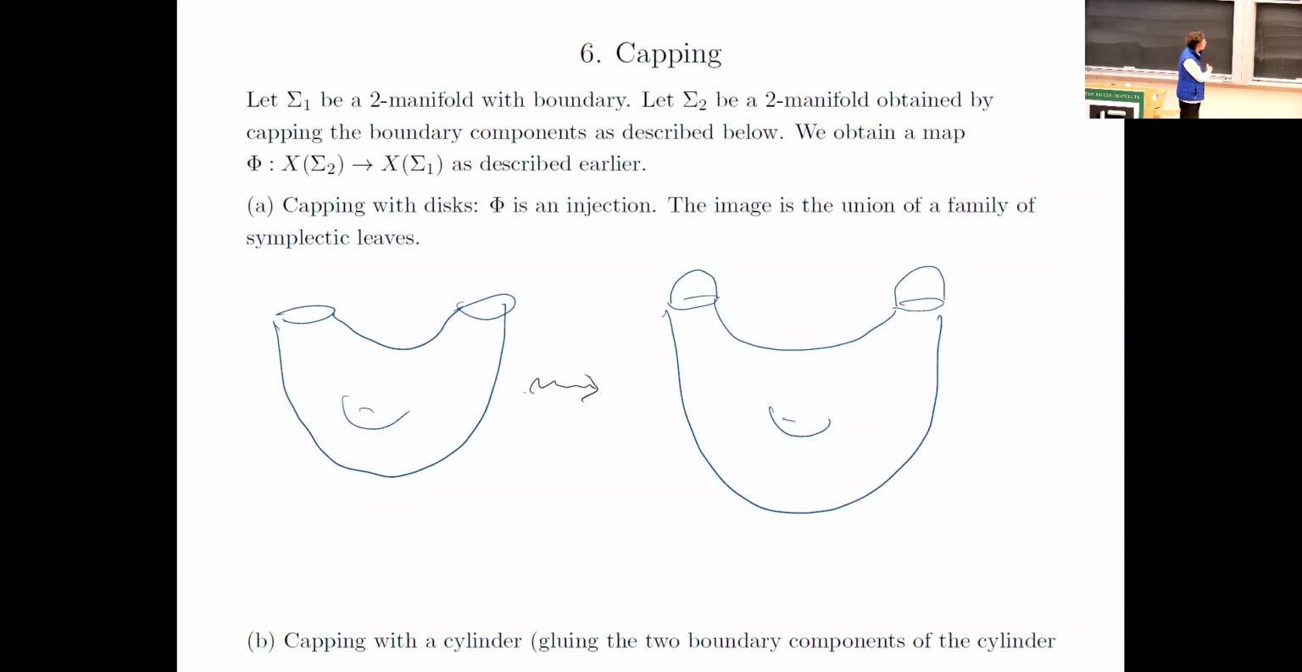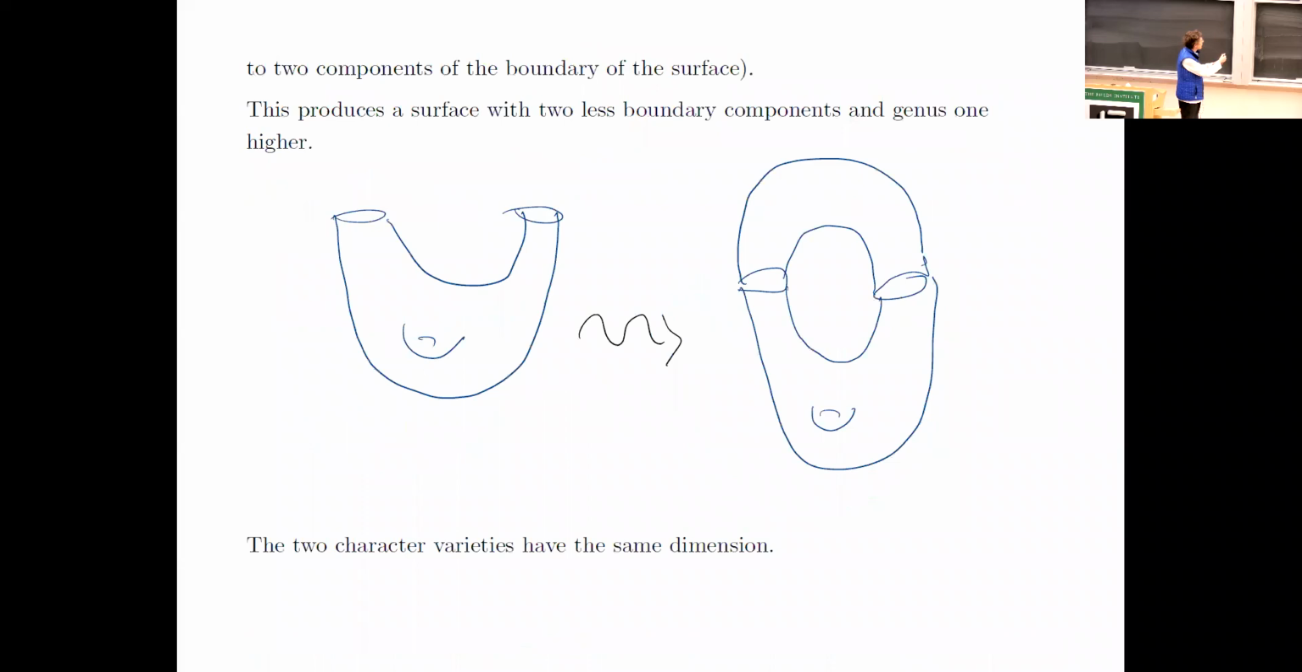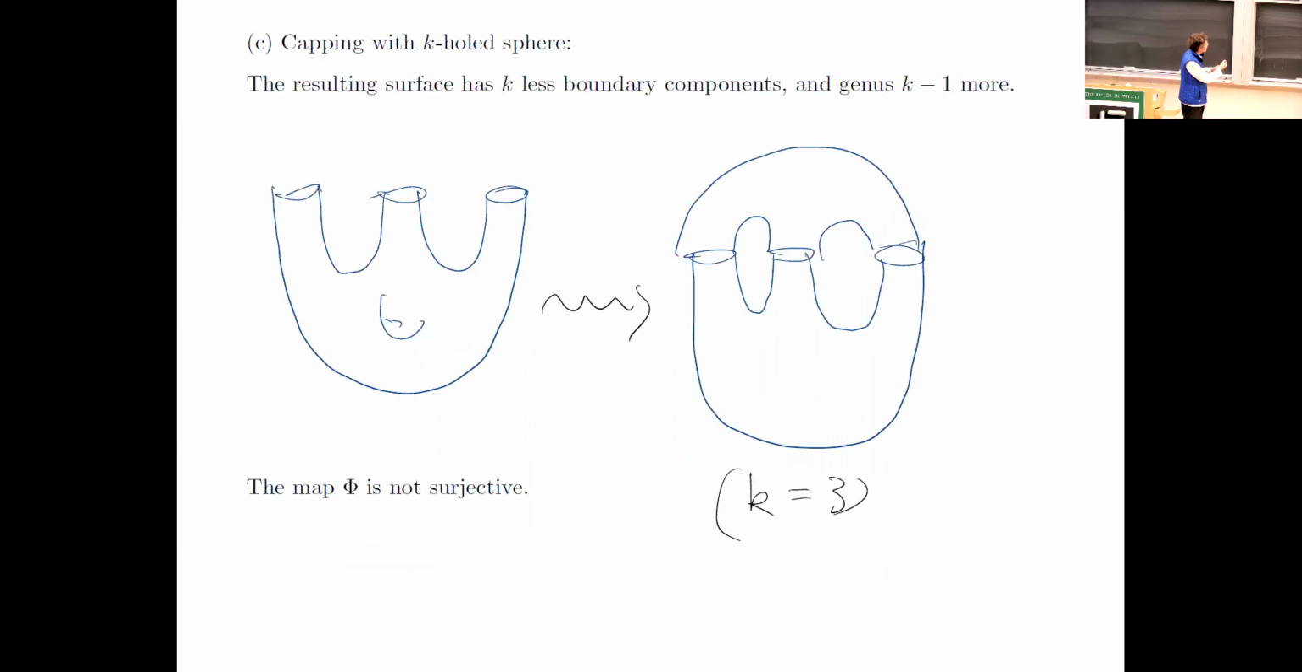There's something else you could do, which is to cap it with a cylinder. So here you're just gluing the ends of the cylinder to the two components of the boundary of the surface. This produces a surface with two fewer boundary components, and the genus is increased by 1. So that these two character varieties have the same dimension. Is this one Poisson and this one symplectic? Well, the one on the left would be Poisson because you have boundary.